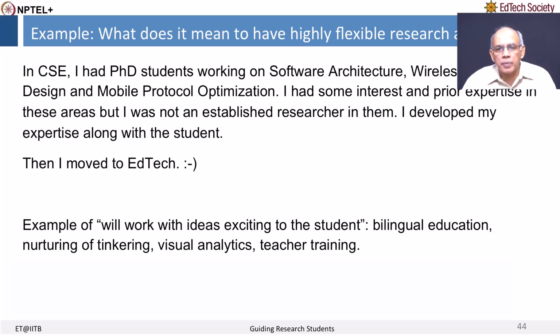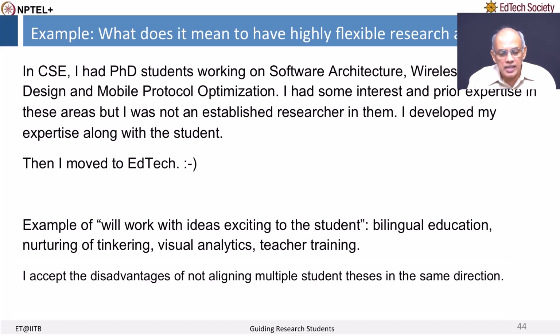So my primary focus is on the students' learning and growth as a person, as a thinker and so on. And so I am flexible enough to pick a topic which the student is deeply interested in. Okay. So now each position comes with some pros and cons. So what are the pros and cons of this position? In this case, I accept the disadvantages of not aligning multiple students in the same direction.